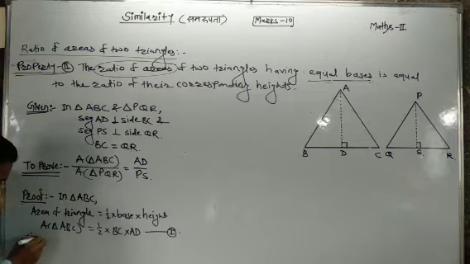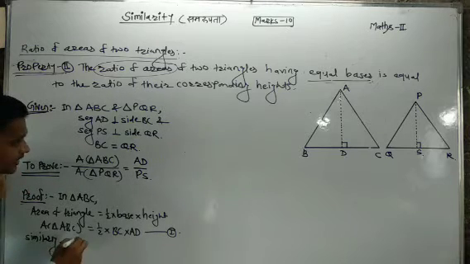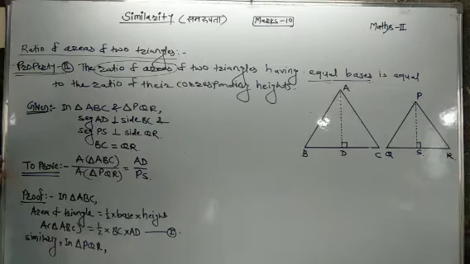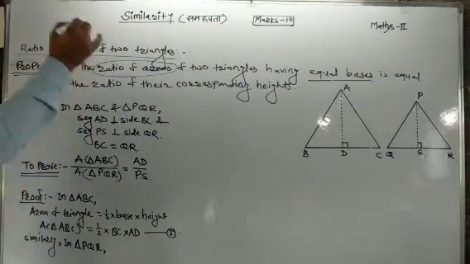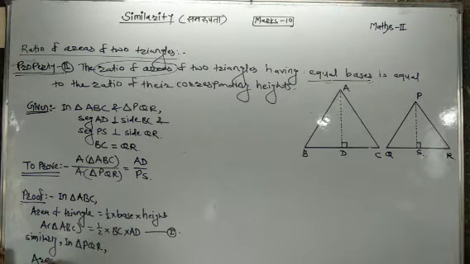Similarly, in triangle PQR, then again write the formula for finding the area of the second triangle. Area of triangle is equal to 1/2 into base into height.